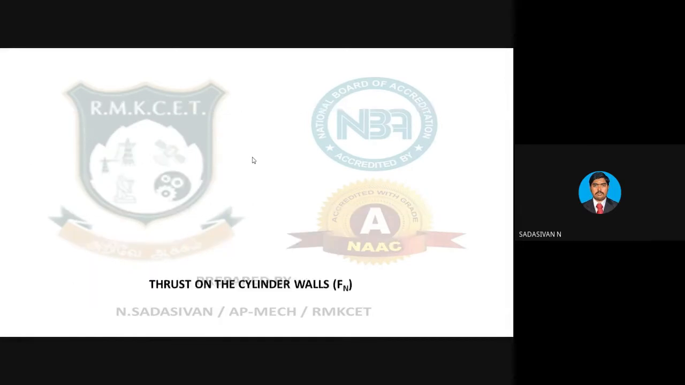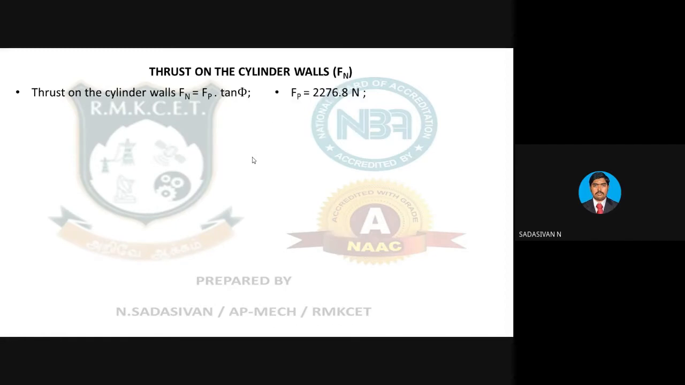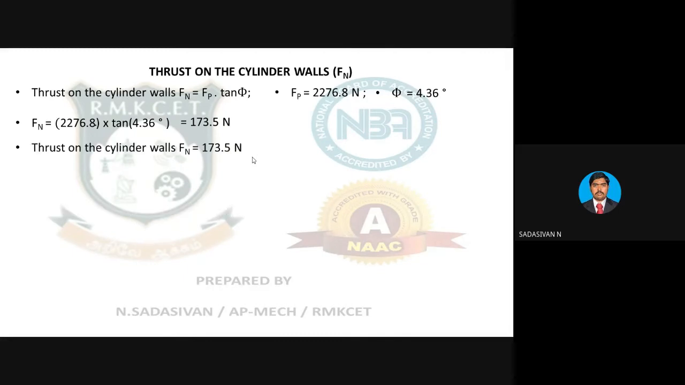Next subdivision of the problem: thrust on the cylinder wall is FN equal to FP tan phi. Here also everything is directly available. FP is 2276, phi is 4.36. Substitute the numbers: 2276.8 into tan 4.36. It is 173.5 Newton. Direct formula substitution. Now it's very simple.